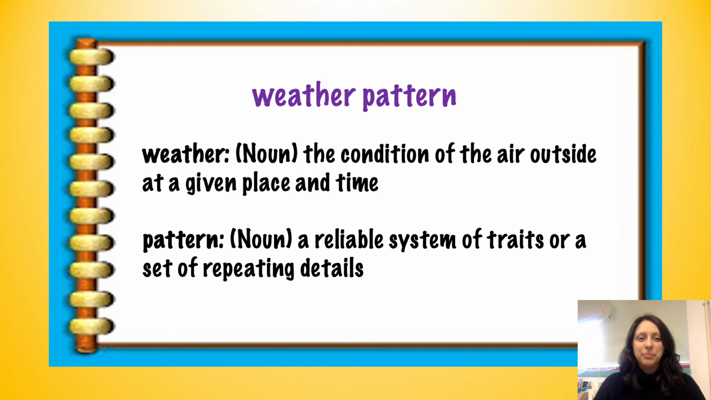Weather pattern. The first part is the word weather, which means the condition of the air outside at a given place and time. The second part is pattern, which means a reliable system of traits or set of repeating details. So what does weather pattern mean exactly? It's the air condition outside that repeats at a given time or place.